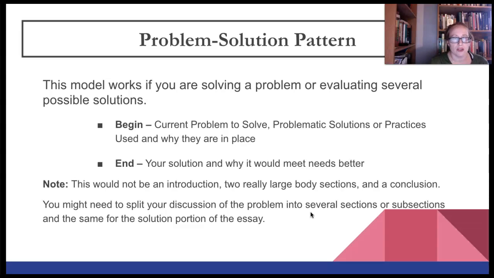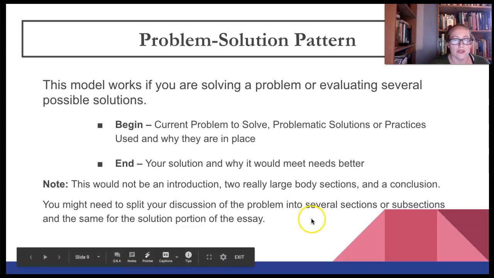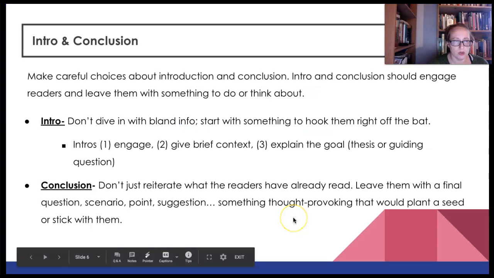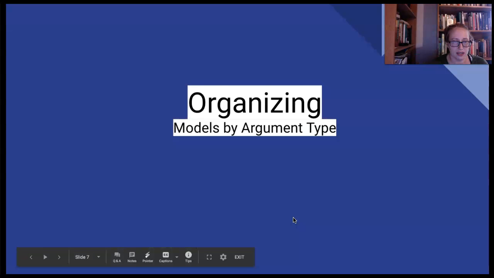Problem solution pattern. This model works if you're solving a problem or evaluating several possible solutions. So either you have a clear solution or you want to weigh in on several. This works for both. And this is pretty straightforward, I think, with the problem solution. Most people can kind of figure this one out.